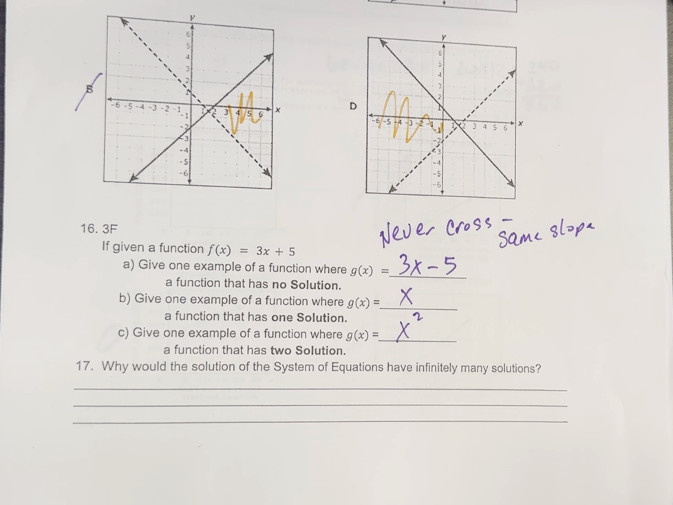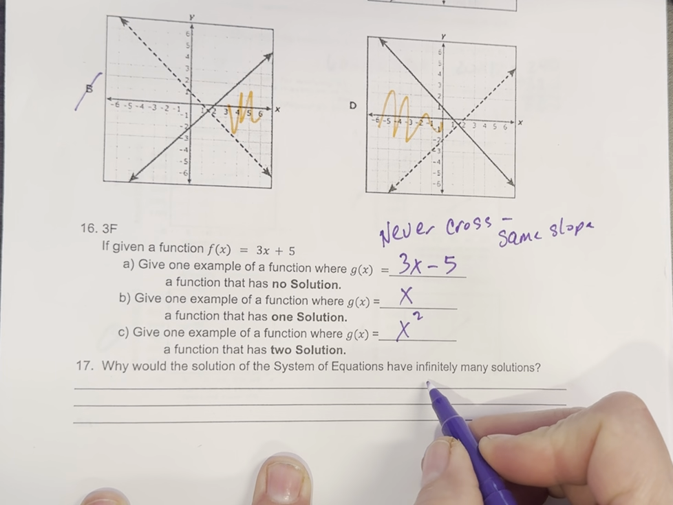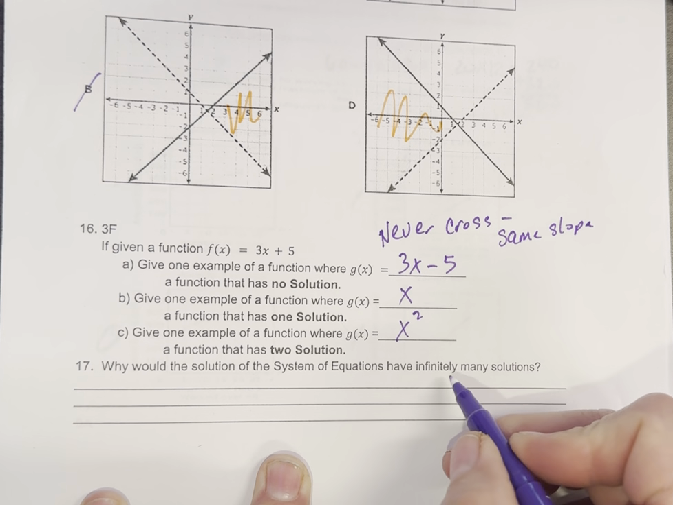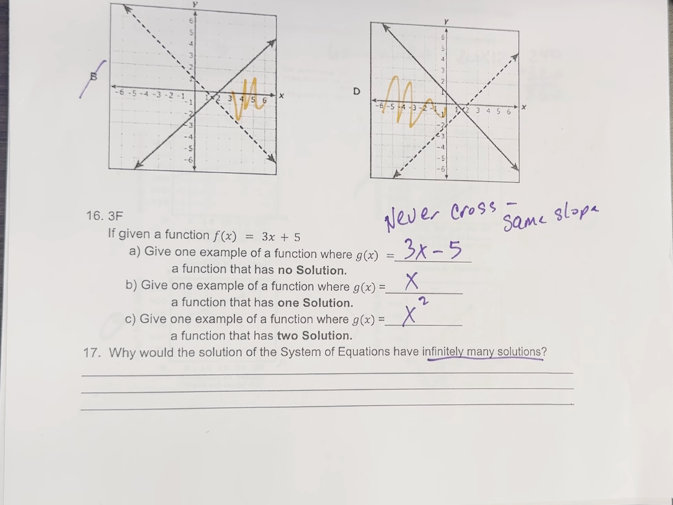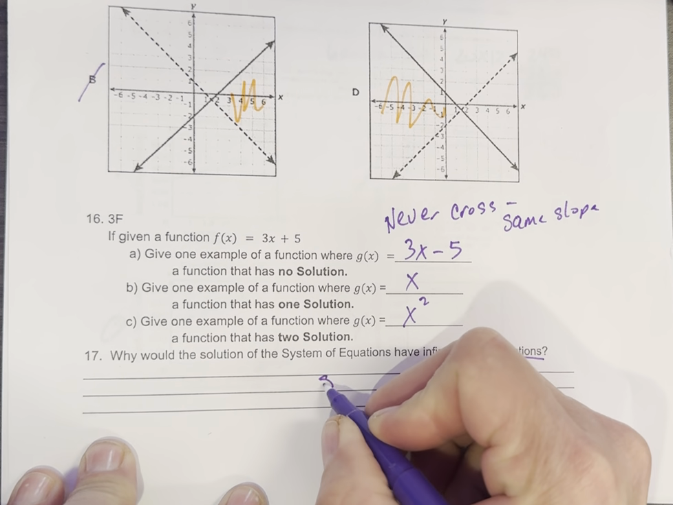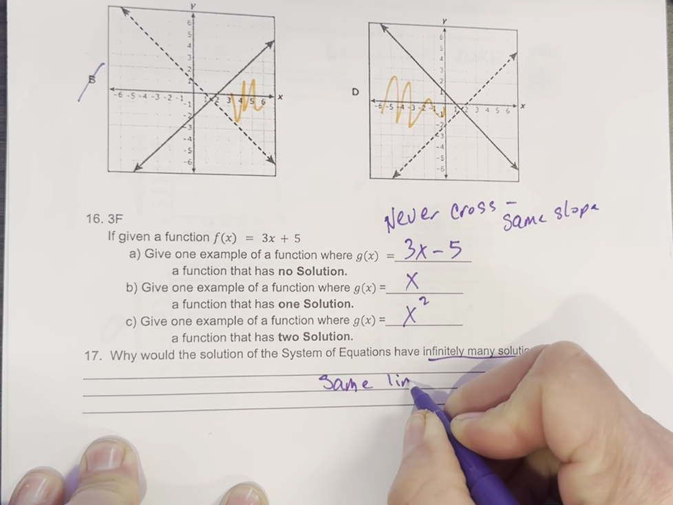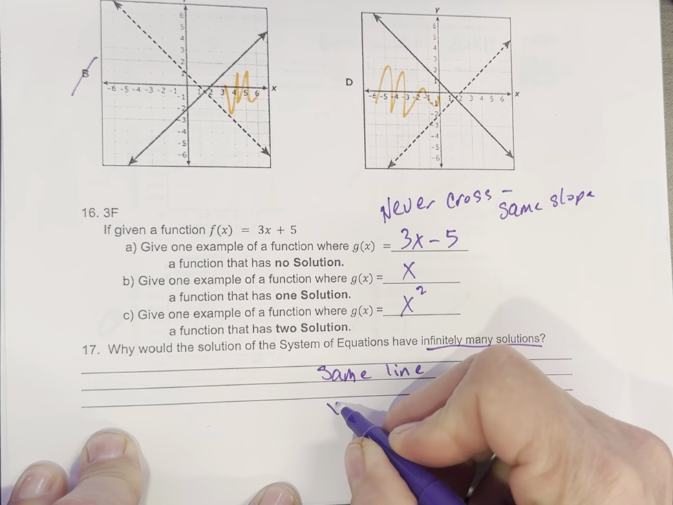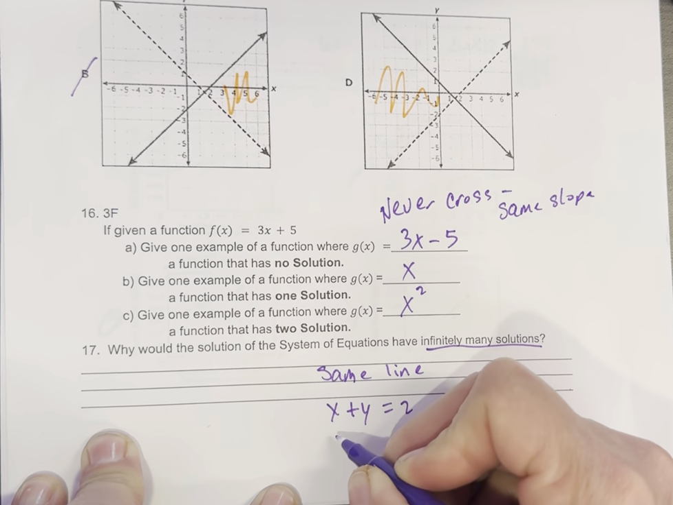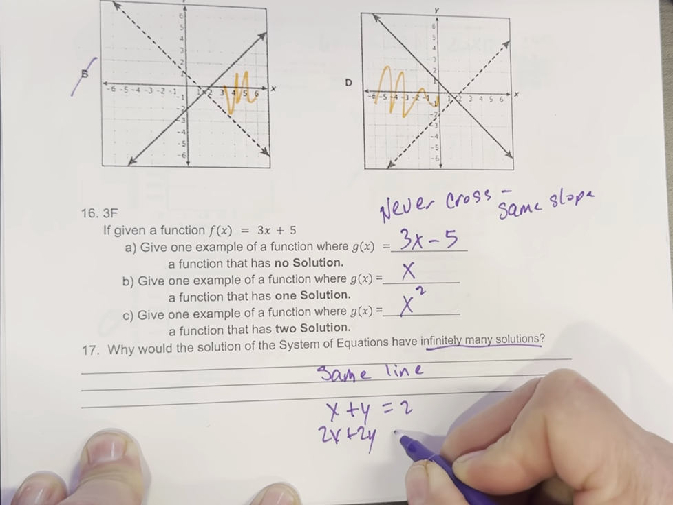Okay, and then lastly, why would you have a solution of infinitely many solutions? So no solution, because they have the same slope, and infinitely many solutions mean they are the same one. So if they share every point, they must be the same what? Same line. Very good. So to have the infinite solution, it's going to be the same line. So an example of that would be, say, x plus y equals 2. So 2x plus 2y equals 4.